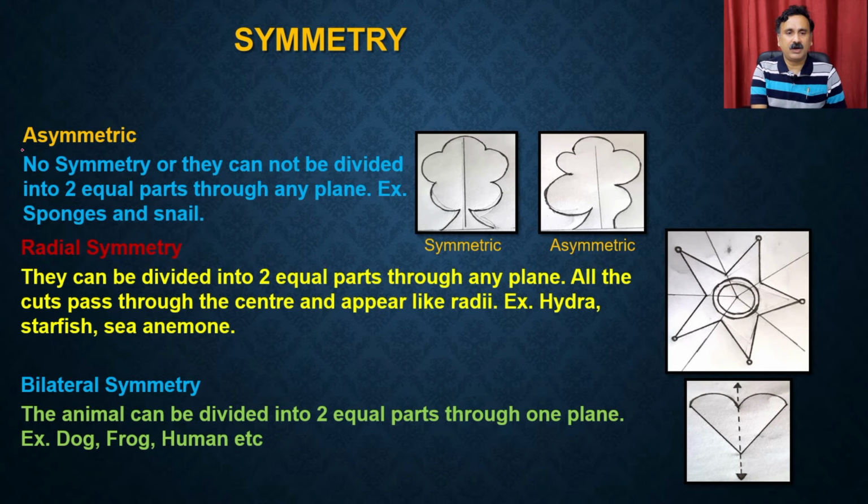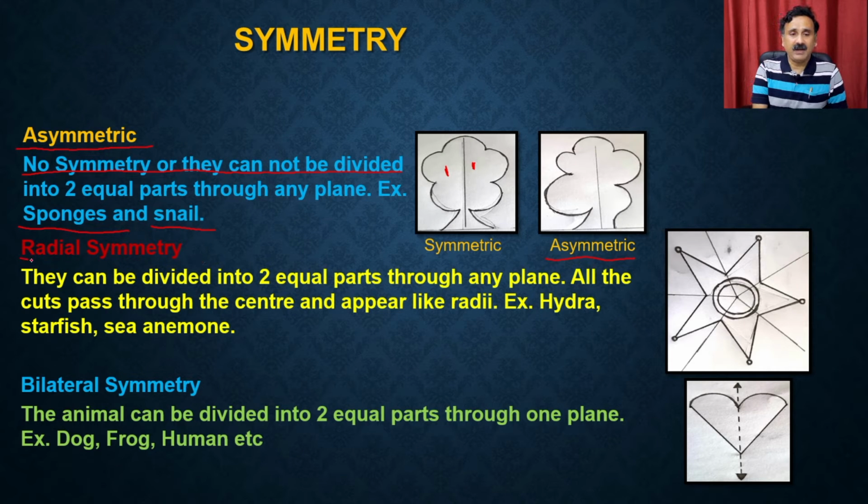You can have organisms which do not show any kind of symmetry. For example, you can see this is a symmetrical organism, right. This portion and this portion are symmetrical in nature, whereas this is an organism which does not have a symmetry, because this portion is bigger and this portion is smaller. So, there will be no symmetry. There are organisms which do not have symmetry, and you cannot divide their body into two equal parts. Classical examples are sponges and the snail.